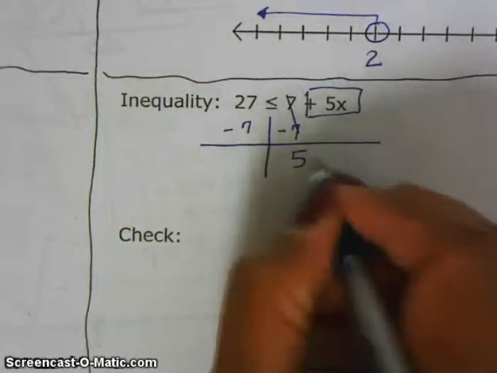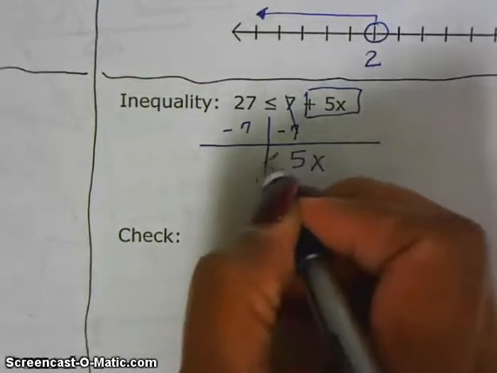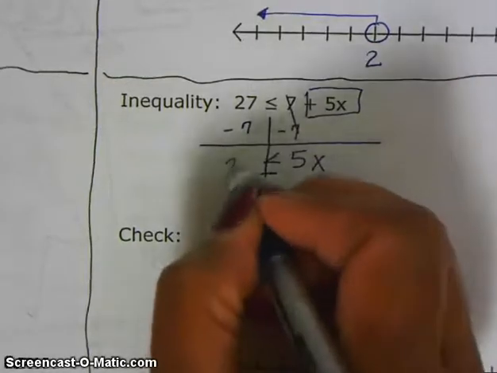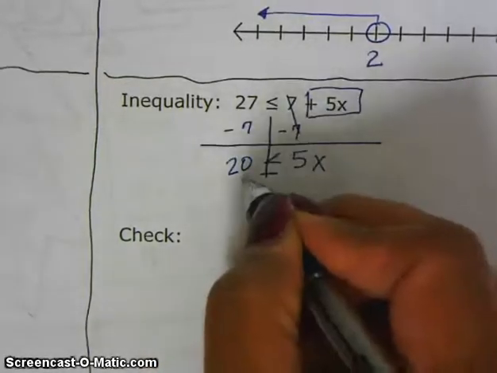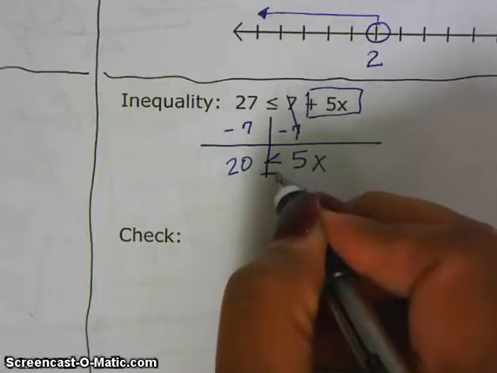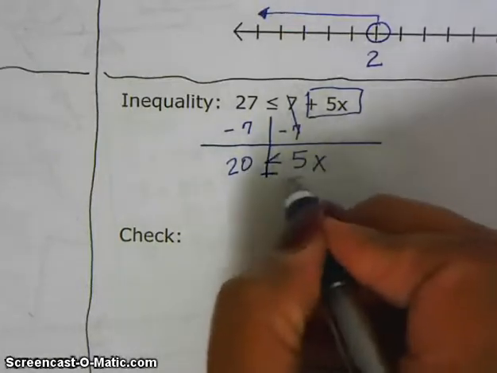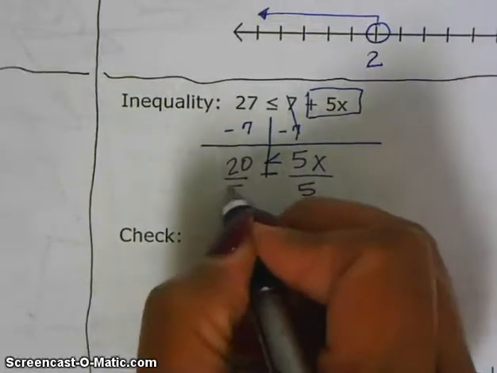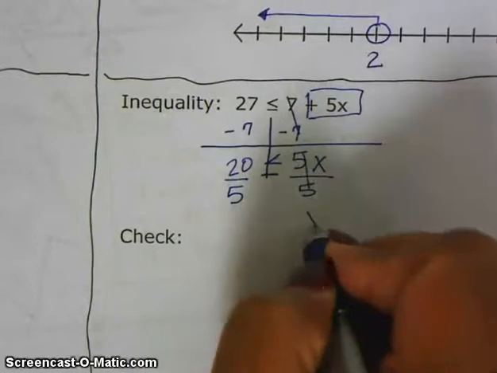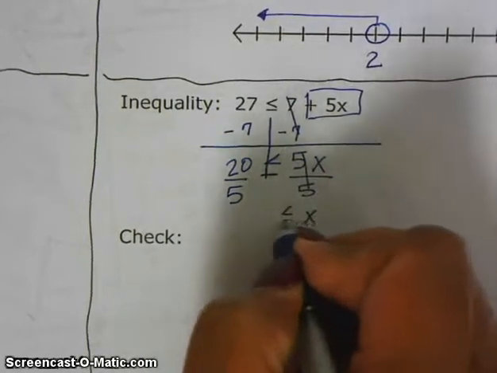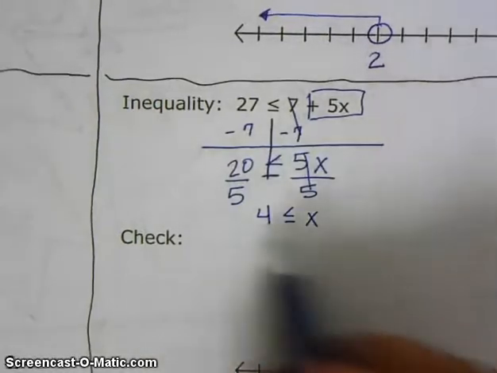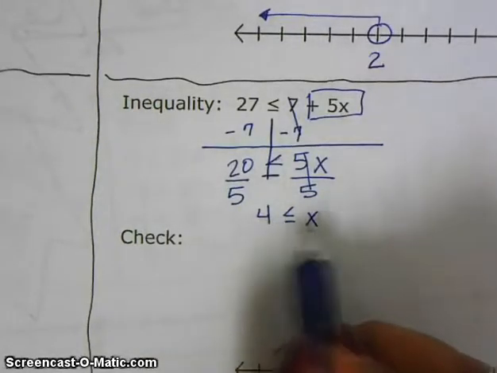I am left with the 5x. And I'm going to keep the inequality symbol facing the same way. And 27 minus 7 is 20. So now I have 20 is less than or equal to 5x, or 5x is greater than or equal to 20. So my next step is to divide both sides by 5. When I do that, I am going to get my 1x. I'm going to keep the inequality facing the correct way. And 20 divided by 5 is 4. So my inequality reads 4 is less than or equal to x.